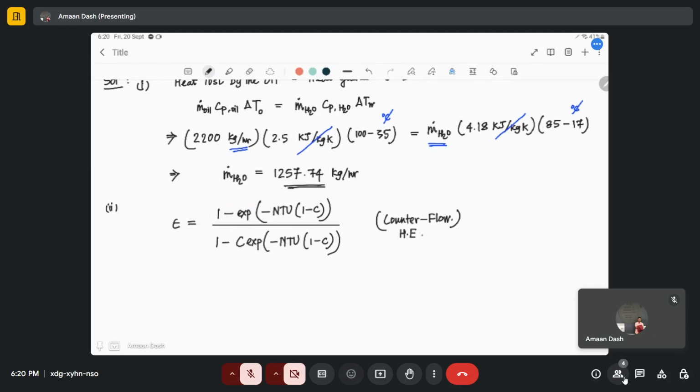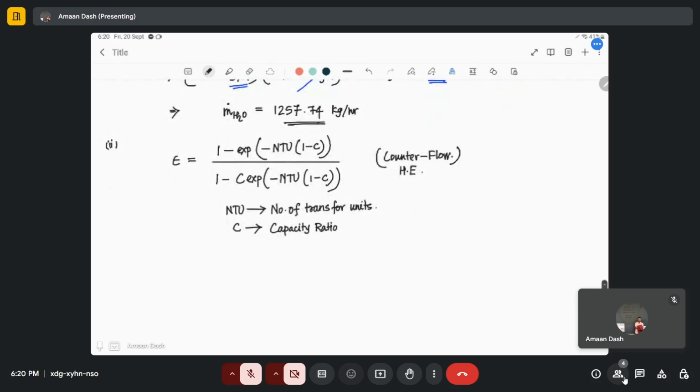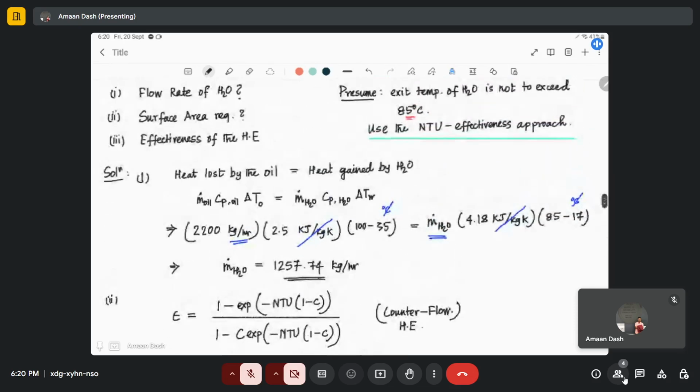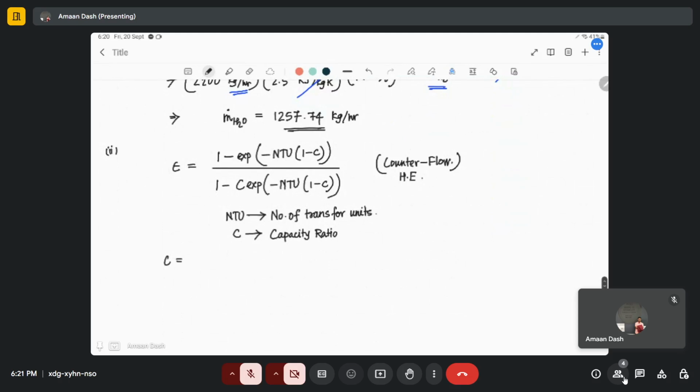So here, if you remember, NTU is nothing but the number of transfer units and C is nothing but the capacity ratio. Okay. So let us first see what the capacity ratio is. That capacity ratio C is nothing but C minimum by C maximum. Right.